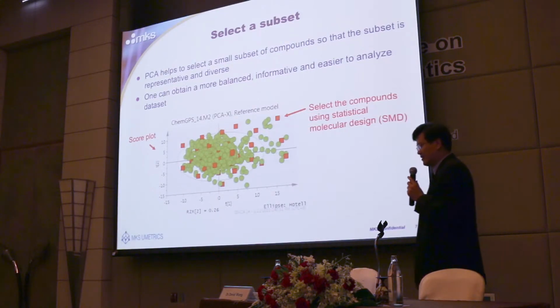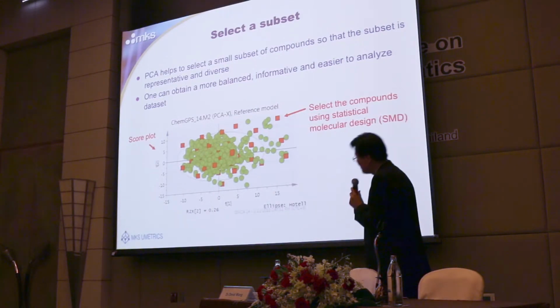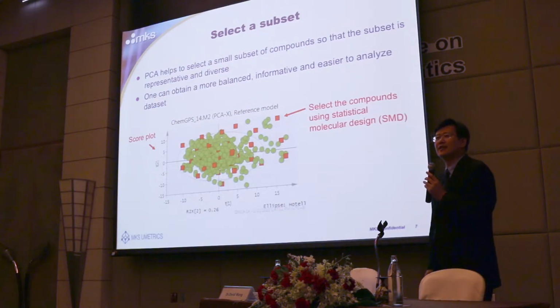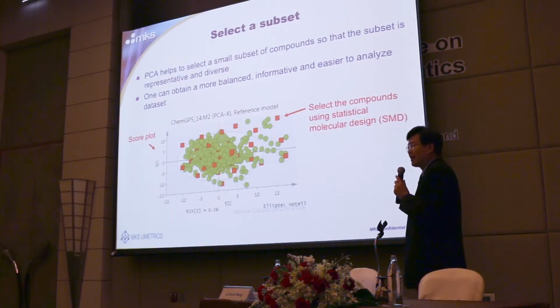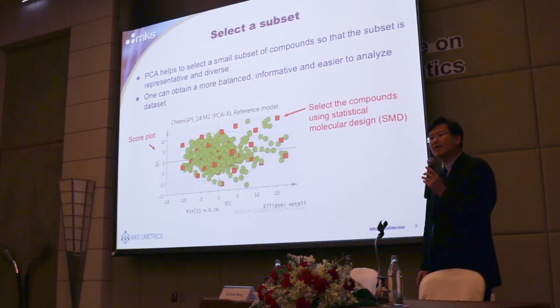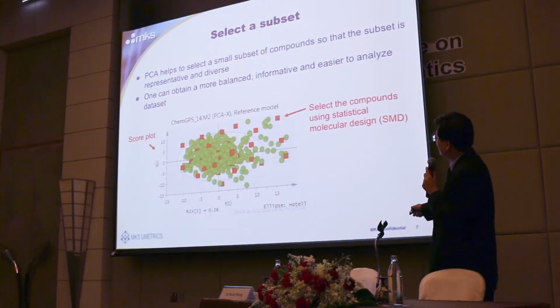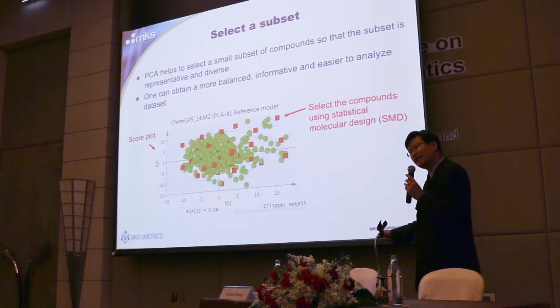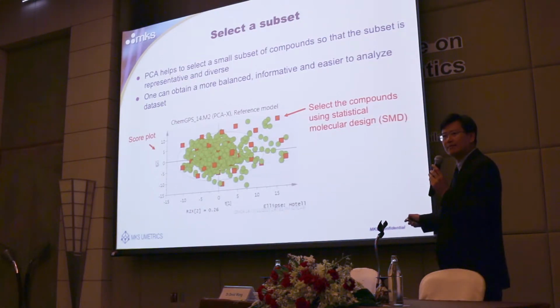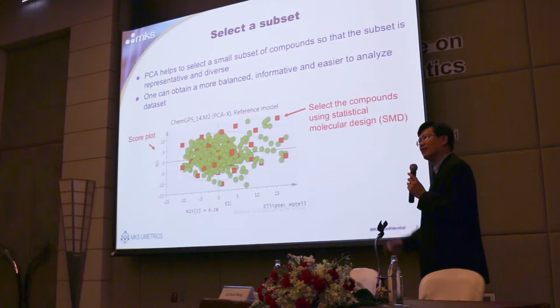And also we can select some representative and diverse molecules. The purpose is that we can build our model using a small number of data over here. So for example, here we can select molecules like this. They are distributed over this space, and they are also representative. And we can use some kind of design method. In this case, we can use statistical molecular design, or we call it multivariate design, to build our model over here.